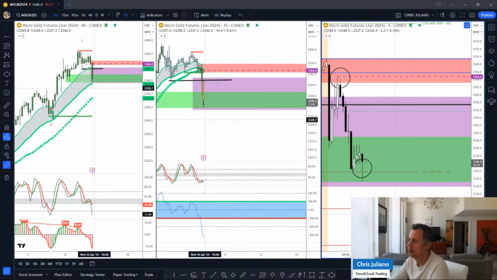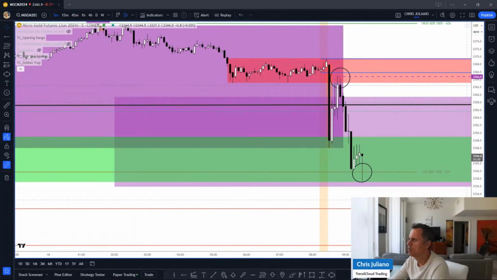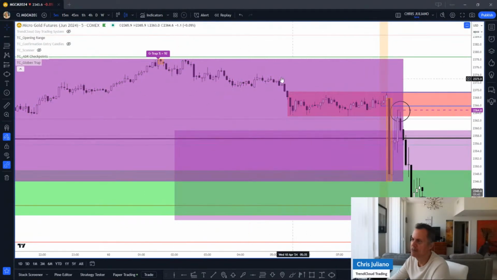Now, how did we predict that? We took a really good guess. Take a look at what's going on here now. Let's open up the Globex trap here. Look at how we are at 92%. So this thing has traveled over 92% of its average true range in the pre-market.